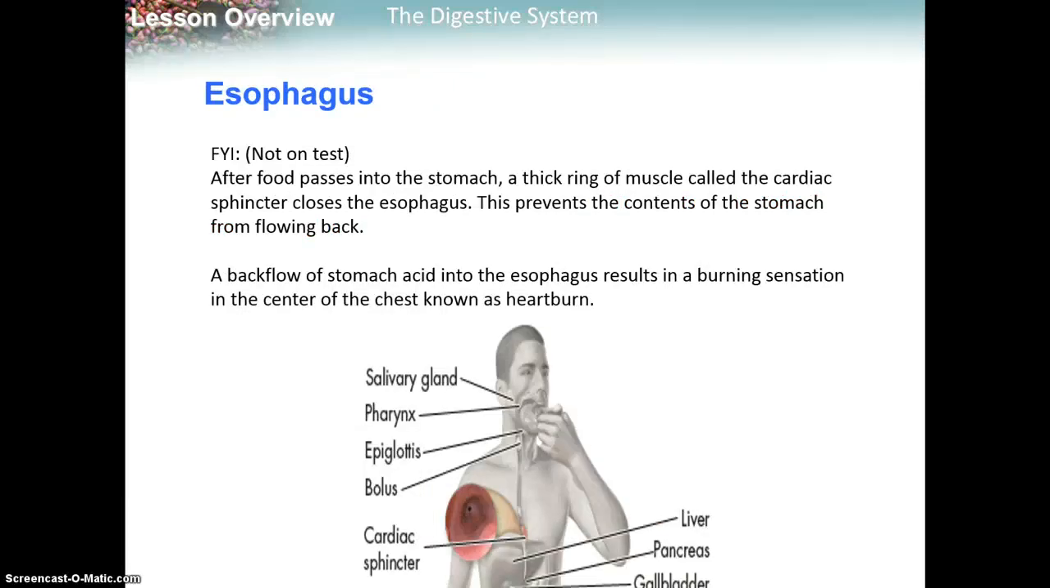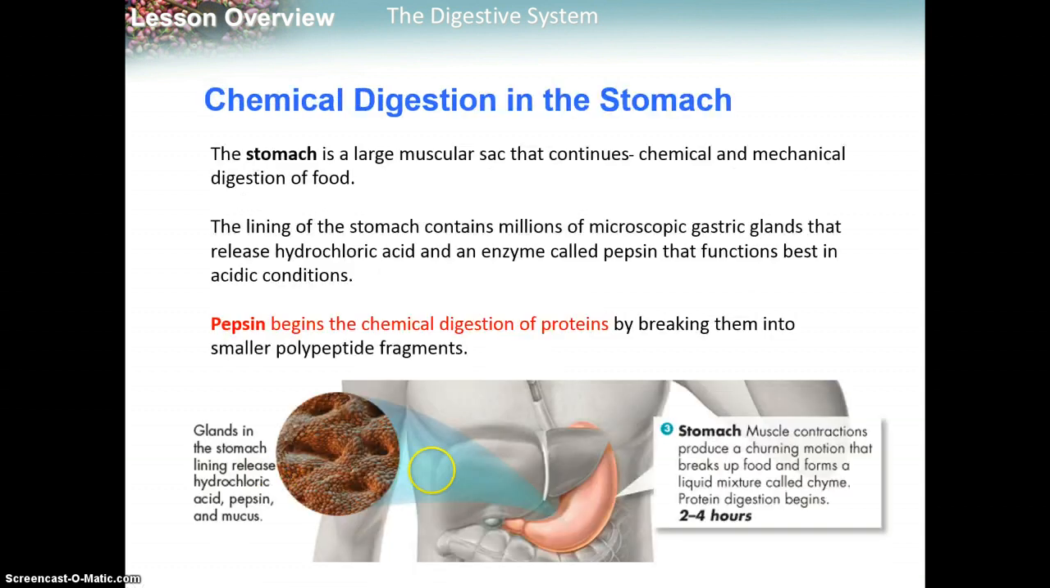Just other info, again, this won't be on the test, but after food passes into the stomach, there's this little contractile ring called a cardiac sphincter. So sphincter is just a general term for any muscle that's ring shaped. So this kind of separates your esophagus from the stomach. So whenever you have this feeling of heartburn, that's where your cardiac sphincter is opened a little bit and some stomach acid was able to get into your esophagus. That happens a lot after you eat fatty foods, because fatty foods can kind of relax these sphincters. So just FYI. So now we're in the stomach.